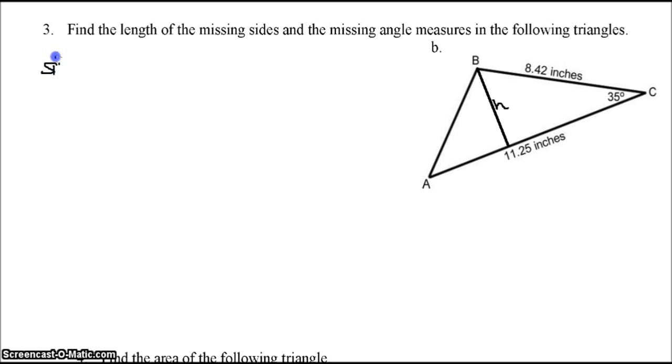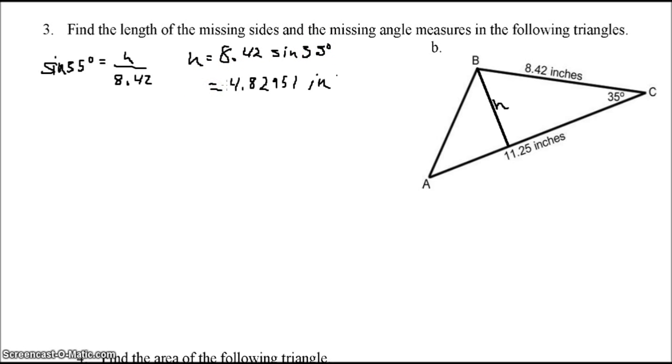Note that sine of 35 degrees will equal H over 8.42. That means that H is equal to 8.42 sine of 35. Okay, I got 4.82951 inches for H. Now let's find this piece of the triangle.